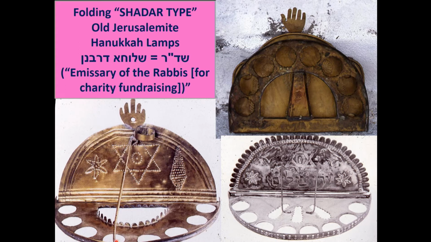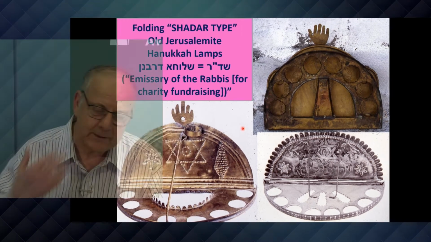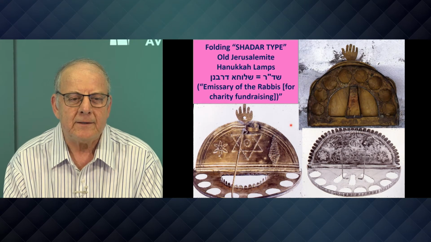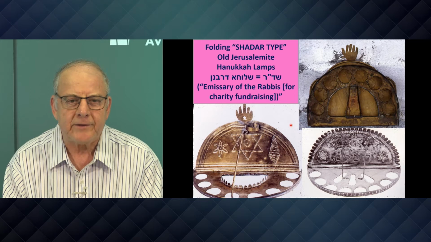They are called folding lamps because this part, the place where you put the oil in cups in these rings, can fold to the top, and that's how it looks when you fold it. And so they are called in the literature, especially of the past, today we are not certain this title is correct, Shadar type lamps, meaning that they were taken by people who traveled to fundraise for the poor of Jerusalem. So they can fold them, they would carry them with them.